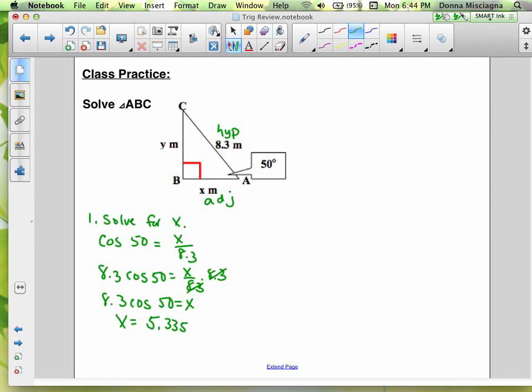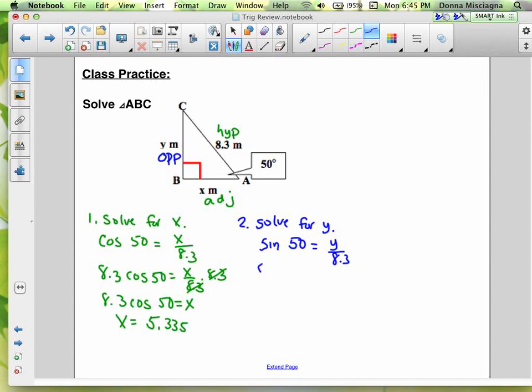All right, so now let's solve for y. So y is relative to the angle we know, the opposite side. It's across the triangle. Who uses opposite and hypotenuse? The side we know, well, of course, it's sine. So we start with our trig function, sine of our angle, 50, equals, and for sine, it's the opposite side, which is y, over the hypotenuse, which is 8.3.